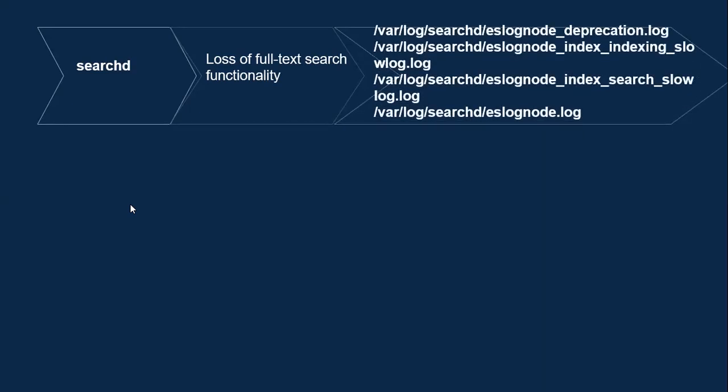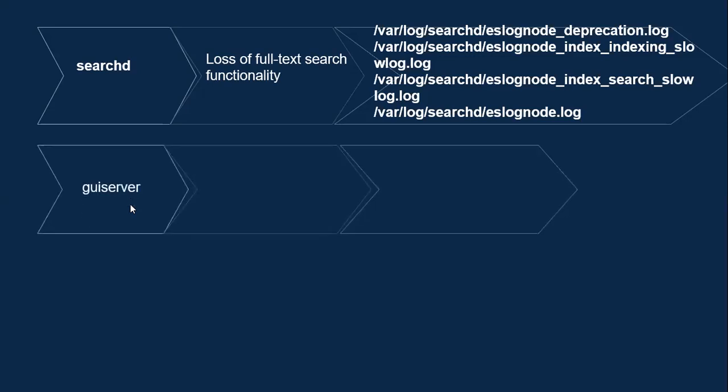Then we have searchd. It is an Elasticsearch instance that stores copies of documents from tokamux for your full text search queries. This was introduced in BigIQ version 5.2.0. If this is not working, you lose the full text search functionality. And in order to analyze any issues with the searchd daemon, you will have to go through these different log files in the searchd folders.